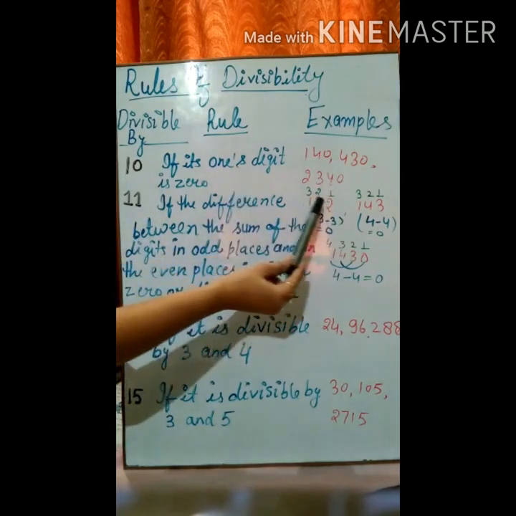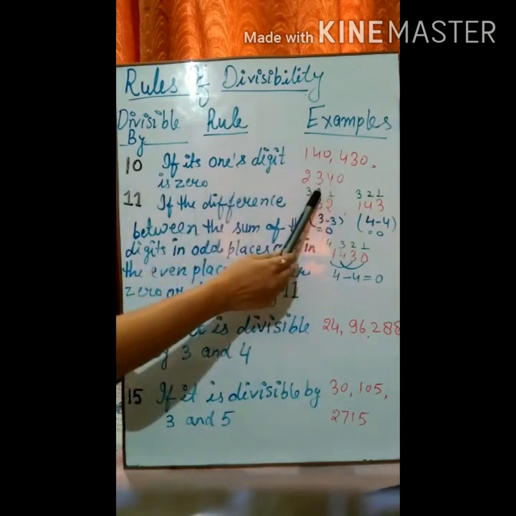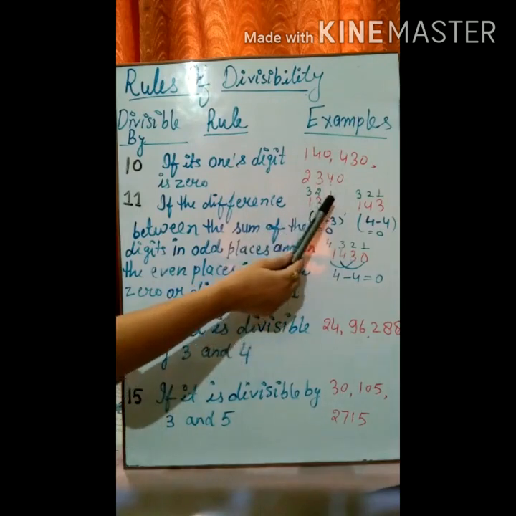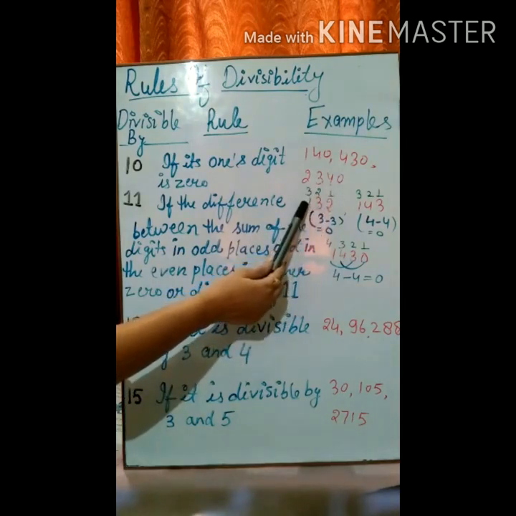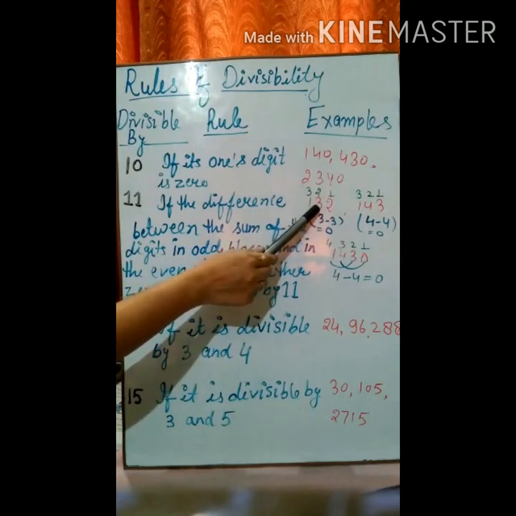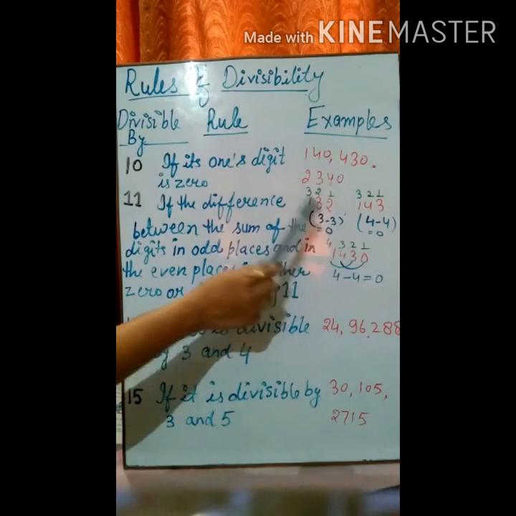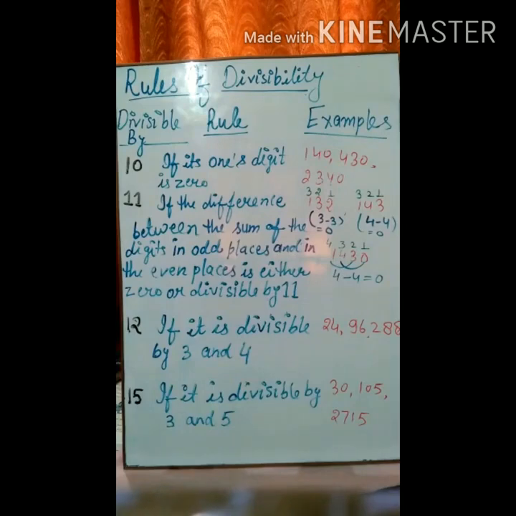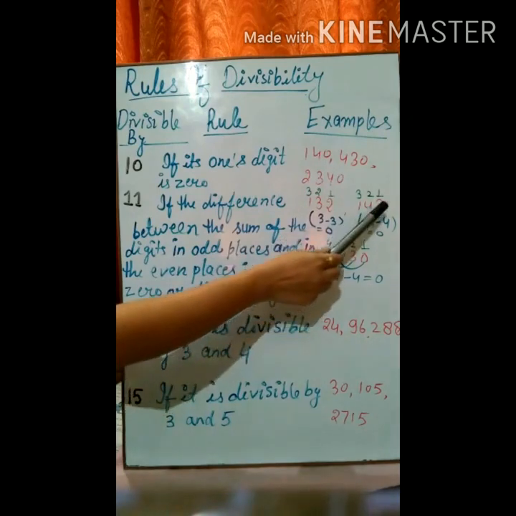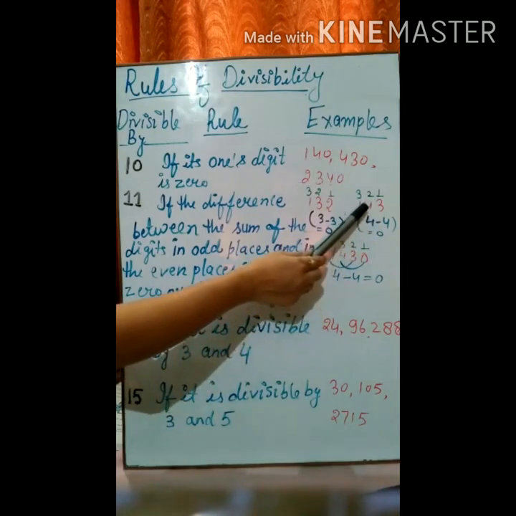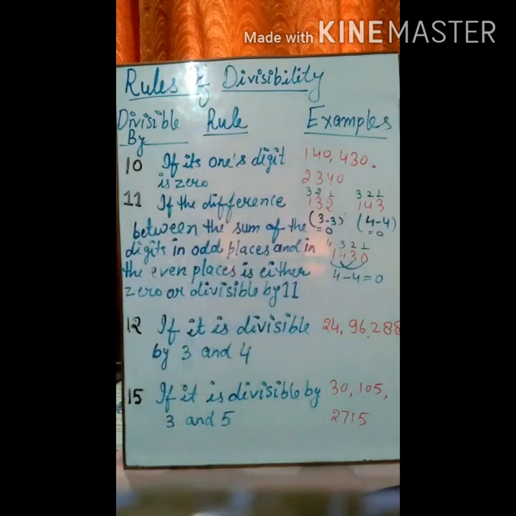132. First of all we will number the given number 1, 2, 3 and add the digits of odd places. Odd places 1 and 3. What is the digit at the places? 2 plus 1, 3, and the digit in the even place is what? 3. 3 minus 3 is equal to 0. Next, 143. Add the digits in odd places. Odd places means 1 and 3. 1 plus 3 is equal to how much? 4. And the digit in the even place is 4. 4 minus 4 is equal to 0.